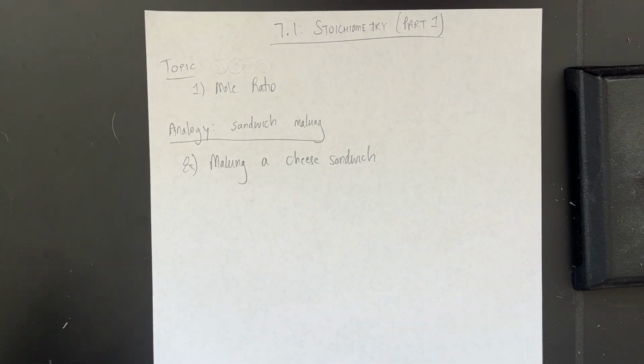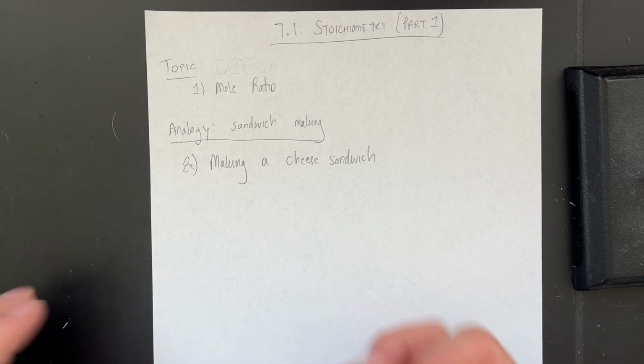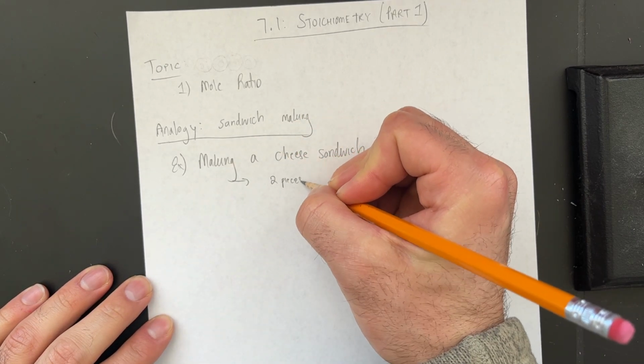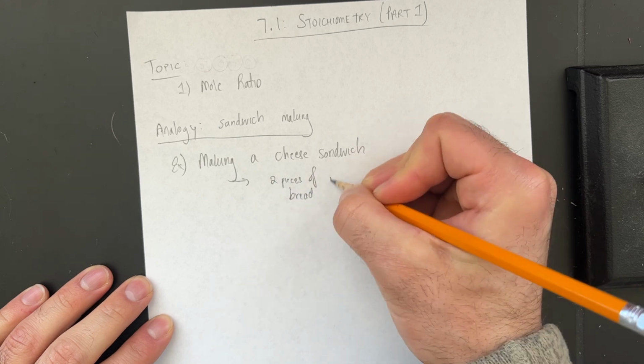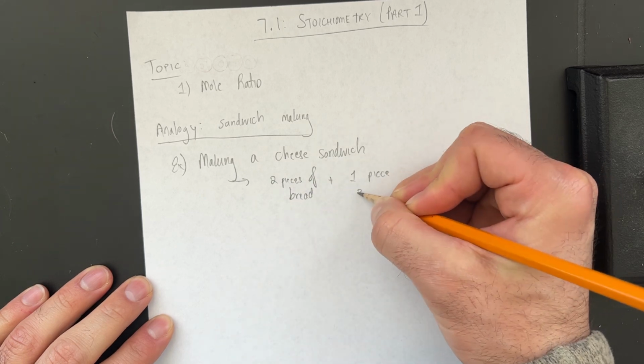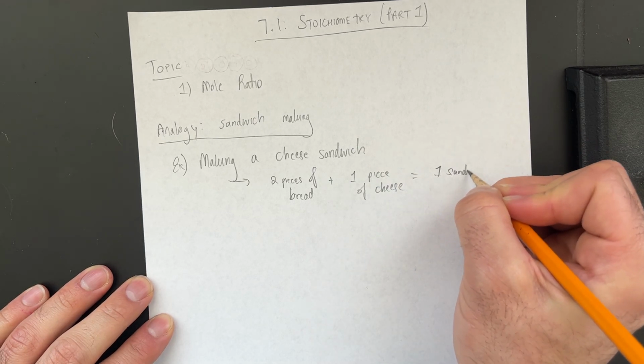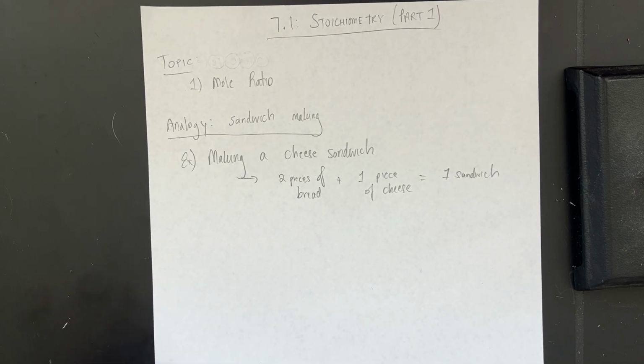Because you know how to make sandwiches. You do it all the time. So let's say, for example, we're trying to make a cheese sandwich, a very simple sandwich consisting simply of 2 pieces of bread and 1 piece of cheese. How can we represent that? Well, we can write it out like this. If I have 2 pieces of bread and 1 piece of cheese, and I combine those together, I can form 1 sandwich. Right? And that makes sense to us.